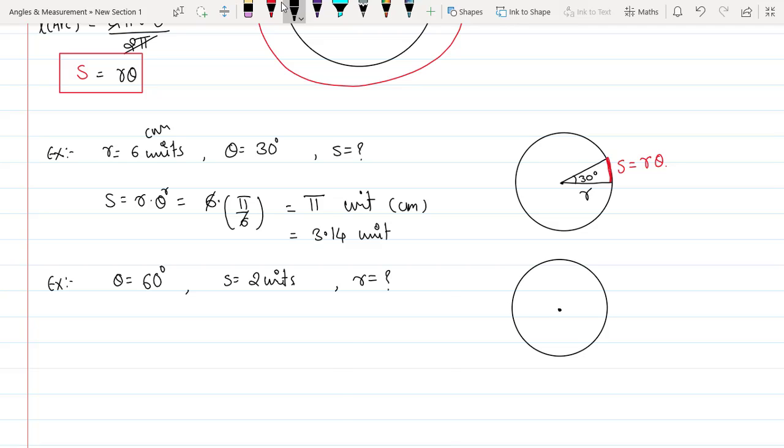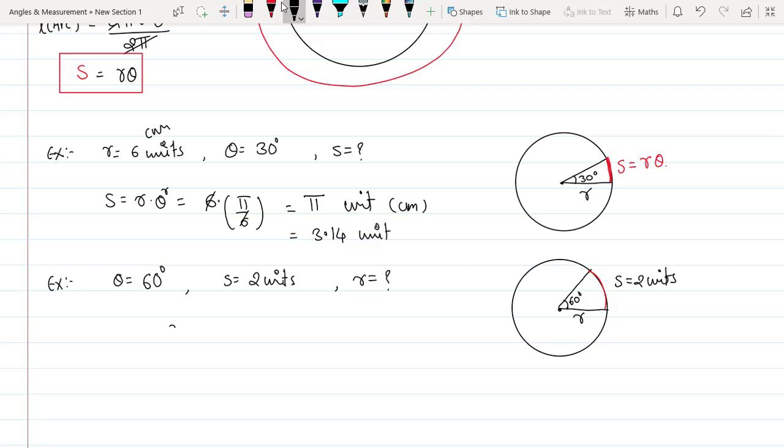Okay, so this is the center and this is the radius, which is unknown. Now this time theta is 60 degrees. So let's take theta as 60 degrees. And arc length is also given, which is 2 units. So arc length means what? This much part they have given. So this is nothing but S is equal to 2 units. Now we want to find out the value of r.